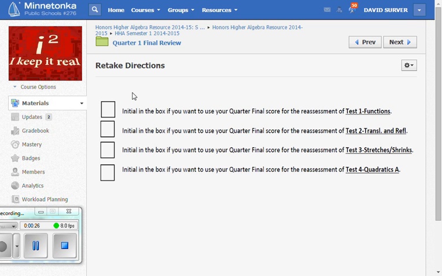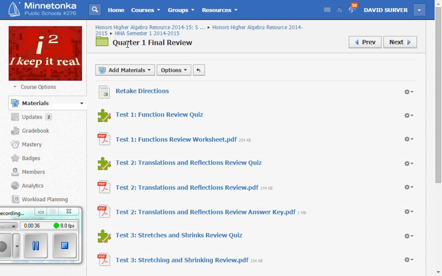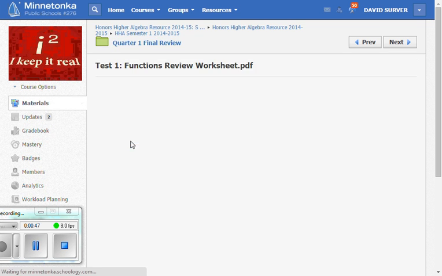So I encourage kids to look up their grades on their 4 tests. I just handed the 4th one back today, test 4, quadratics A. And then what we're going to do in class today is go over test 1 and test 2. So I'm going to help get you ready for test 1 and test 2. So here's test 1, functions review worksheet.